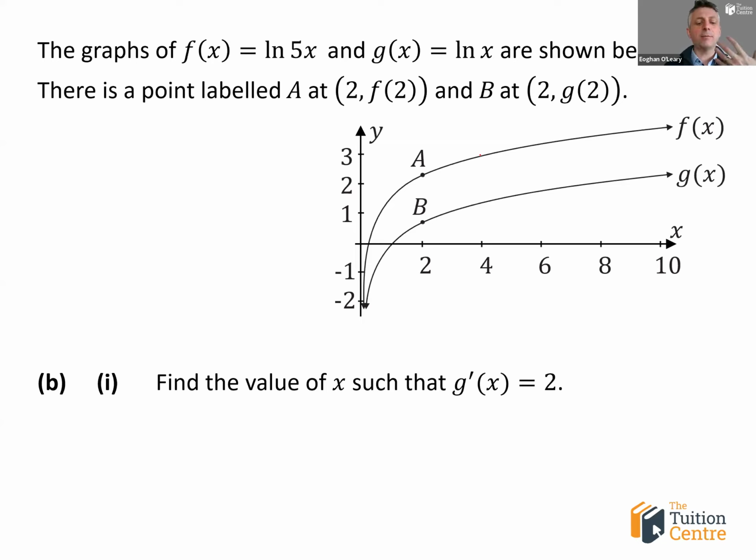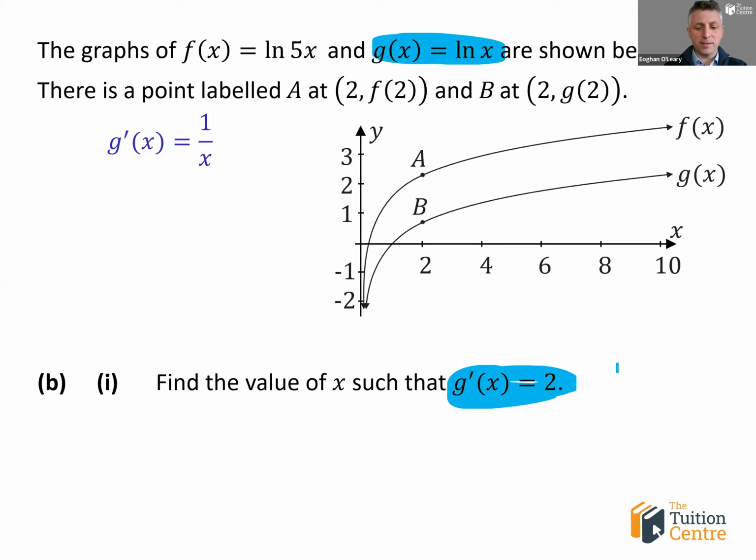Okay, now find the value of x such that g dash x is equal to 2. That kind of phrasing might take a little getting used to, but you say, okay, if I don't know what to do, I do what I know. g dash of x, here's g of x, so we're just going to differentiate it. We get 1 over x. And it says g dash of x is equal to 2, so 1 over x is equal to 2. Therefore x is equal to a half.